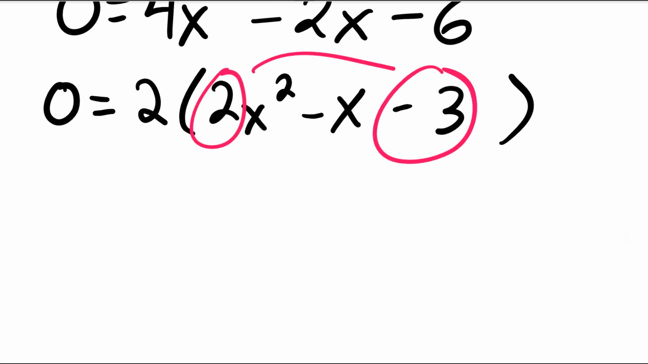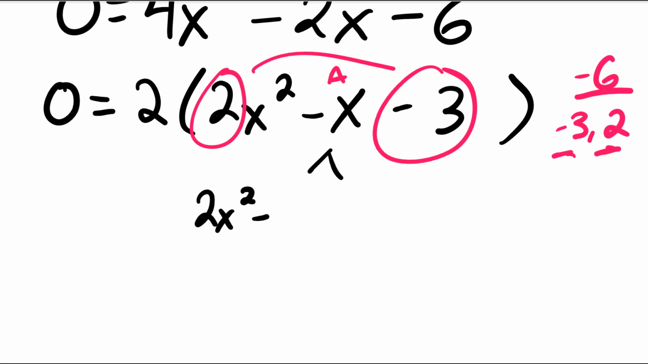So again, 2 times negative 3 is negative 6. I want to find two numbers that multiply to negative 6, but add to negative 1. That's negative 3 and 2. Again, you could do a little bit of guess and check there and just add pairs of numbers that multiply to negative 6 and wait until you get negative 1. That's not a bad strategy to do that.